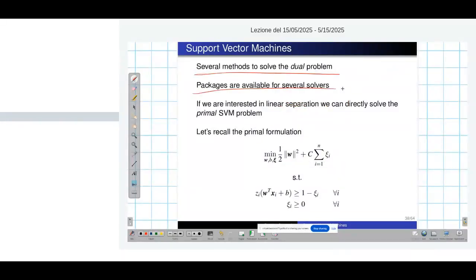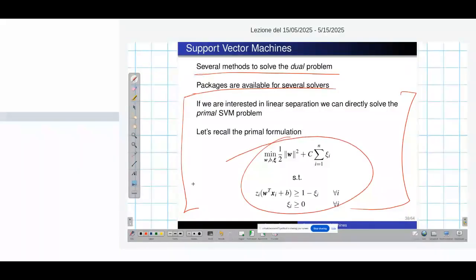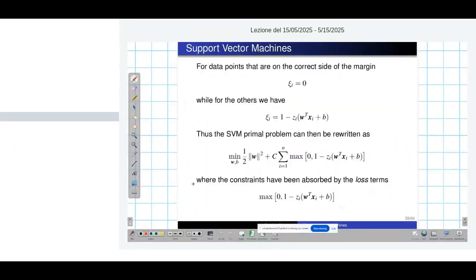Now, how do we solve the problem? To solve the SVM problem, we can use numerical solvers. If we are interested just in the primal formulation because we are interested only in a linear model, then we can directly forget all about the dual solution and focus on solving just the primal formulation. Now, for the primal formulation, we can give a new expression that essentially represents what I said before.